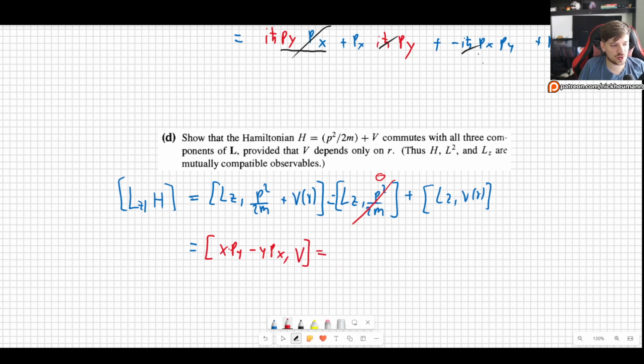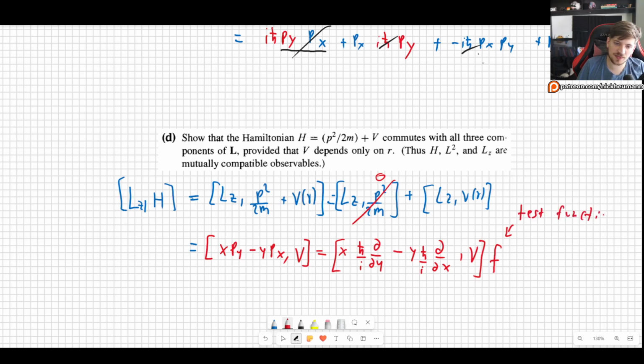And now I'm also going to write the momentum in this way. So I'm going to write it as ħ over i d/dy minus y ħ over i d/dx. Okay, and now I'm going to let all of this act on a trial function or a test function.